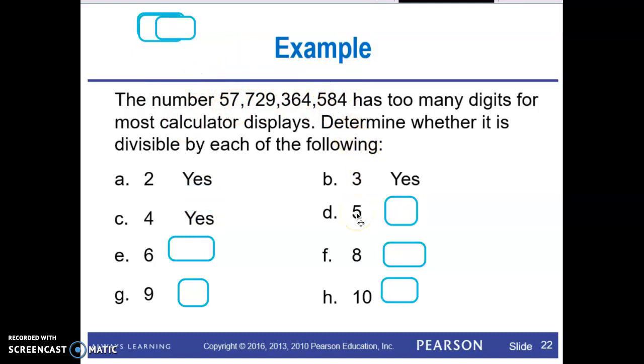All right, how about 5? For 5, I just look at the last digit. That number is not a 0 or a 5, so therefore, no, this number is not divisible by 5.